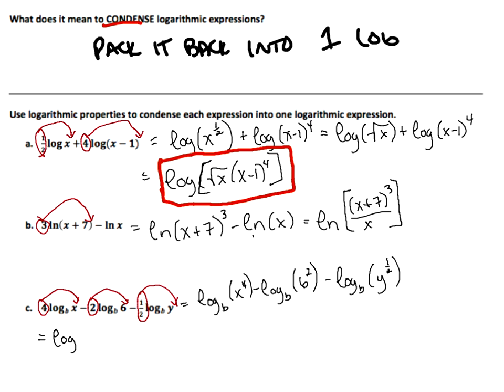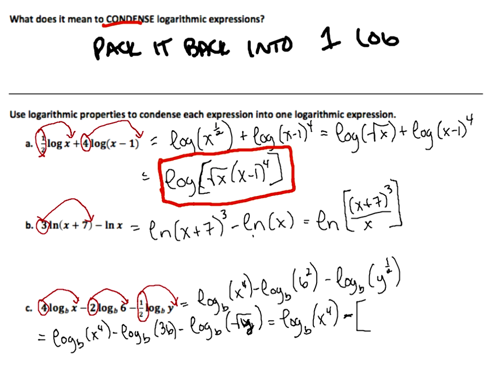Condensing even further, log base b of x to the 4th minus log base b of 36 minus log base b of the square root of y. Now I've got double subtraction that I can factor out, which would leave me with log base b of x to the 4th minus the quantity log base b of 36 plus log base b of the square root of y.